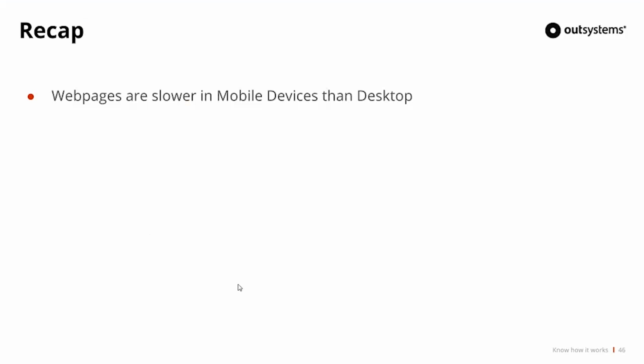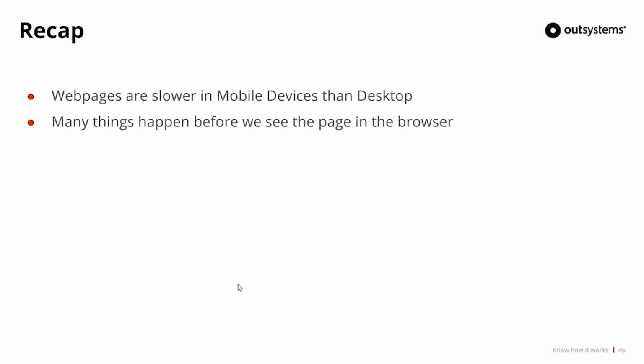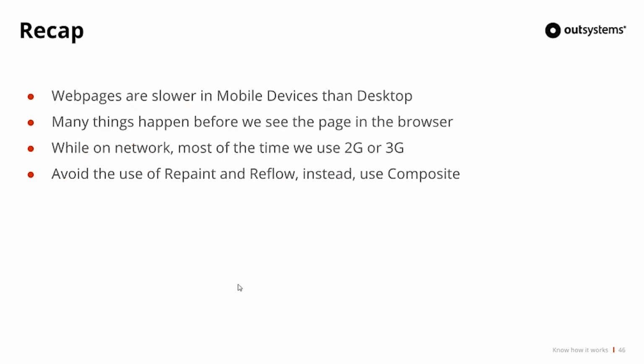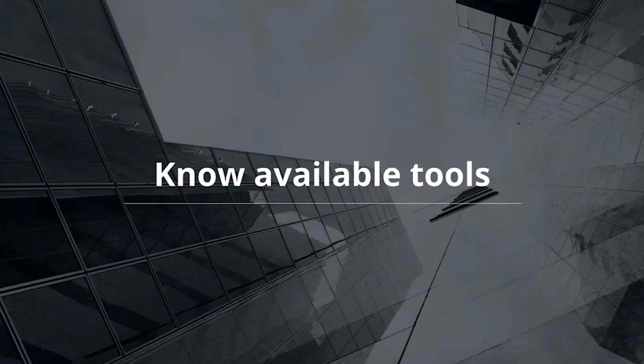Okay, recap. Web pages are slower in mobile device applications than on desktop, most of the time, of course. We understand that many things happen before we see the page in the browser, and it's a dark path. On the network, most of the time we use 2G or 3G, and please avoid repaint and reflow. Instead, stick just to composite. It will have a big performance impact on our application, for the best.